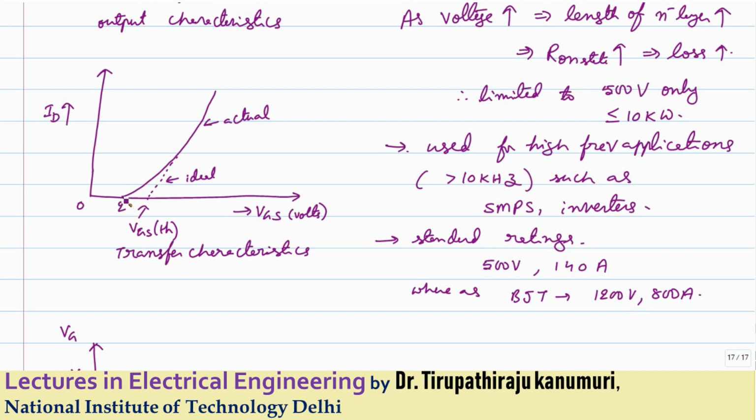As you are increasing the value of VGS, the current goes on increasing. So this is my actual value. The ideal value will be a linear characteristic like this. Where it is intersecting, that minimum value at which this FET will start conducting is called VGS threshold. Getting it?